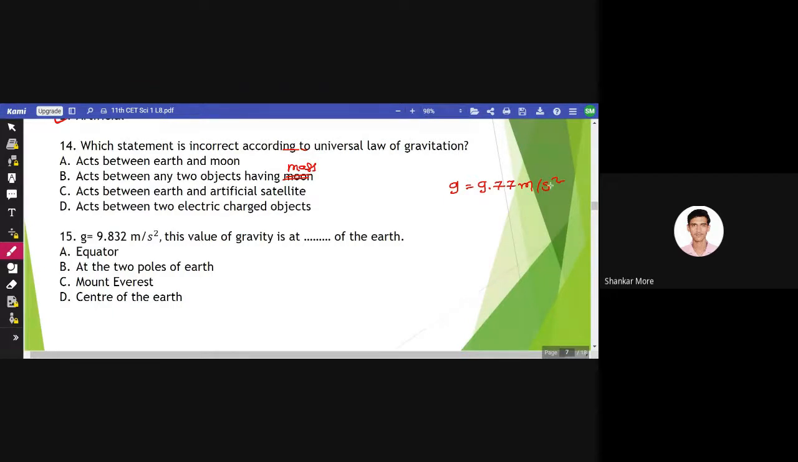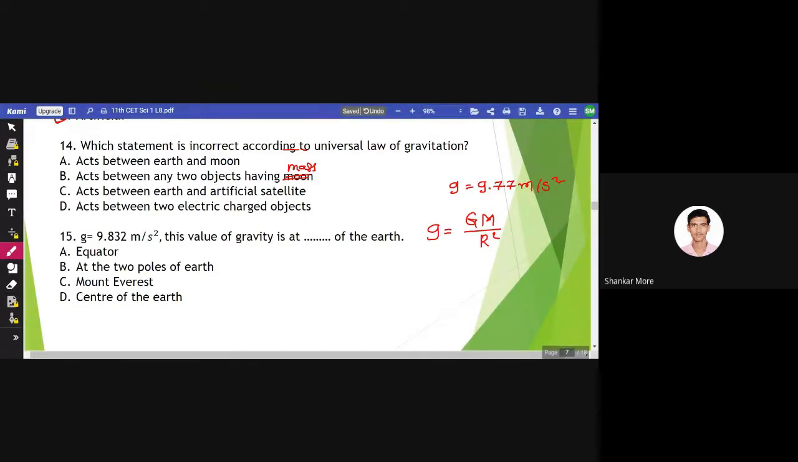Okay. Now anybody knows the formula for small g? If you don't know, I write it here: small g is equal to capital G multiplied with capital M divided by R square. Now what is capital G here? Capital G is universal gravitational constant, right?